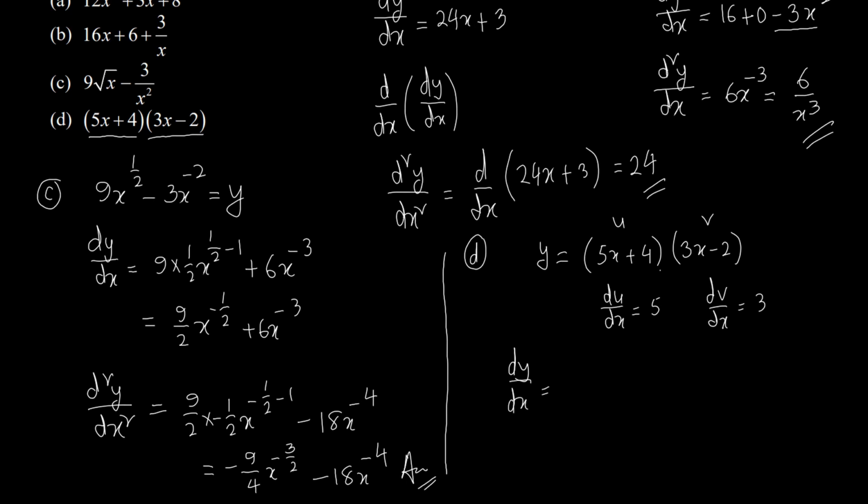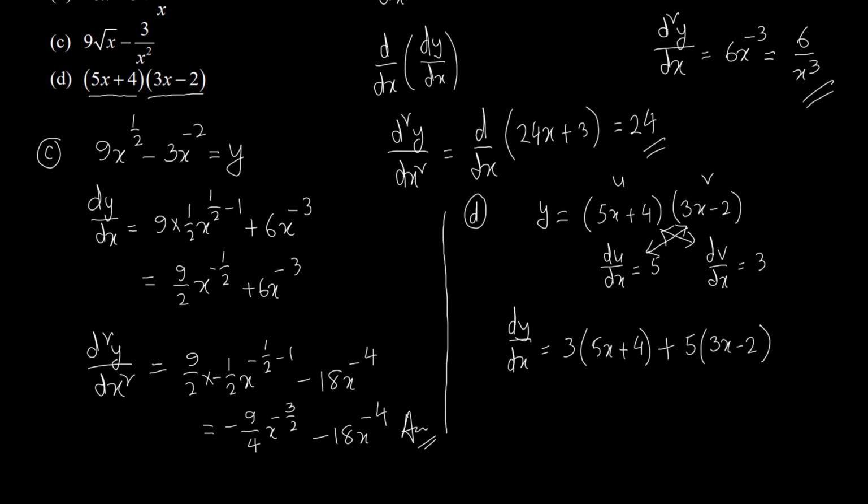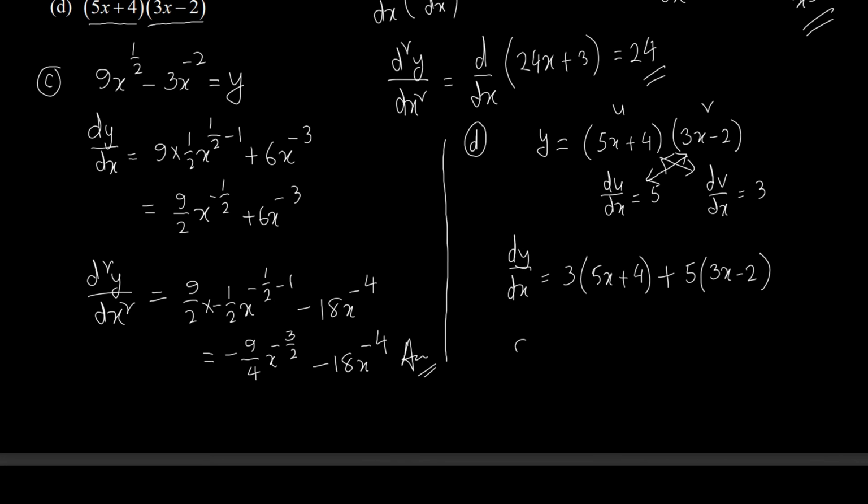So we need to multiply these two terms, so you can write it 3 into 5x plus 4, and another term, plus in the middle, plus v du by dx. So we need to multiply these two terms again, which is plus 5 into 3x minus 2. So this is our first derivative. So for the second derivative, just you can write d square y. Without breaking it down, we can do the second derivative.